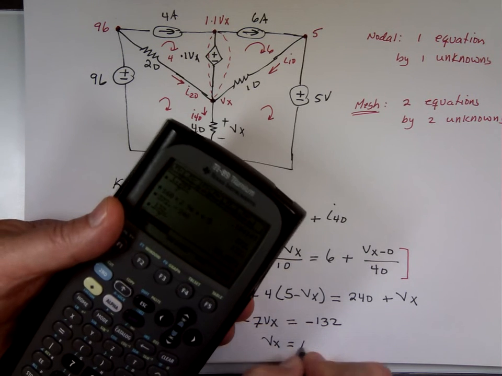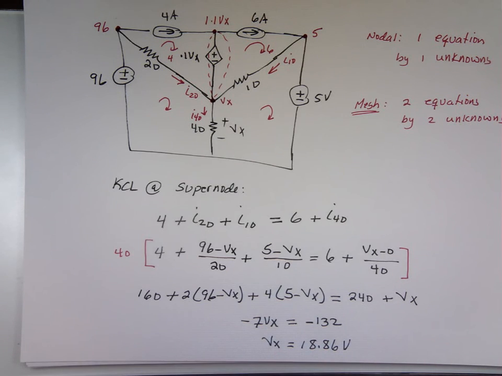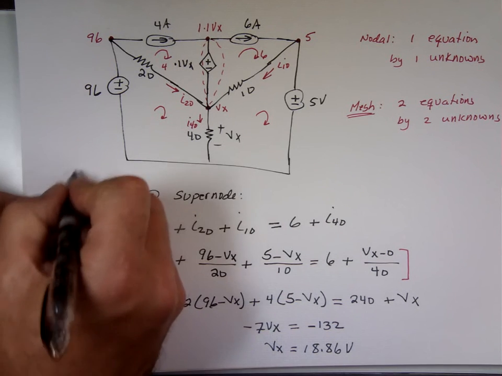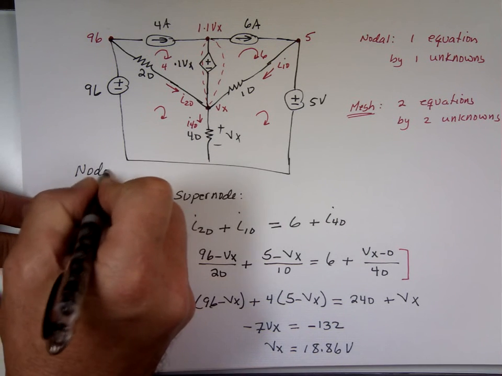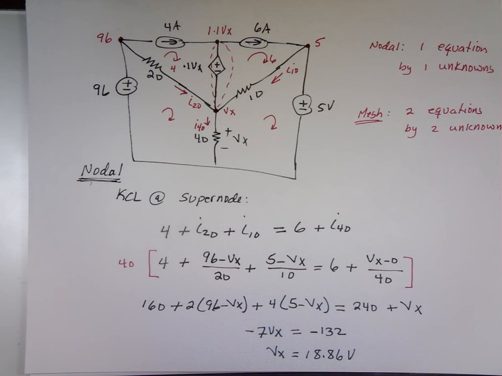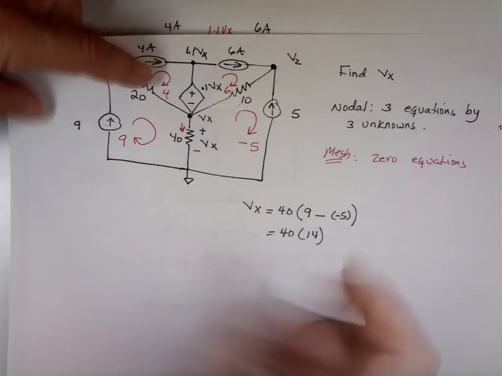So notice in this example, mesh analysis was really the better choice. I mean nodal analysis, sorry. I use nodal for this. One equation by one unknown. The previous one, the same example, I just put a lot of current sources there. Mesh was the choice. A better choice.